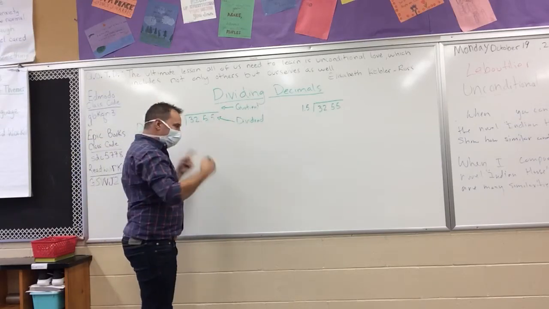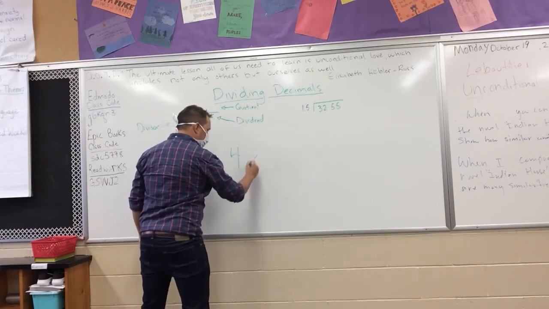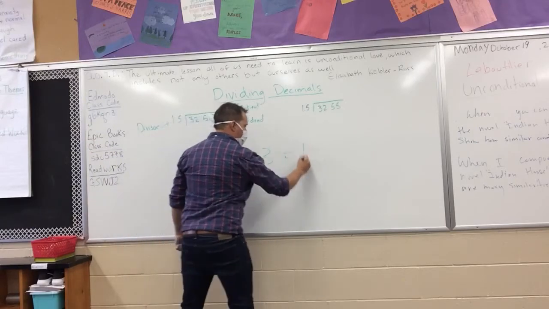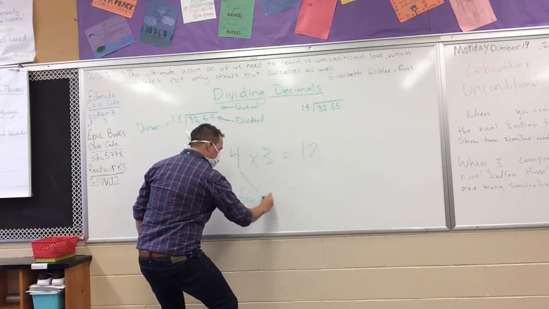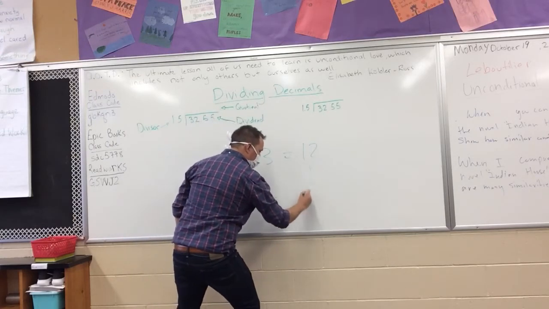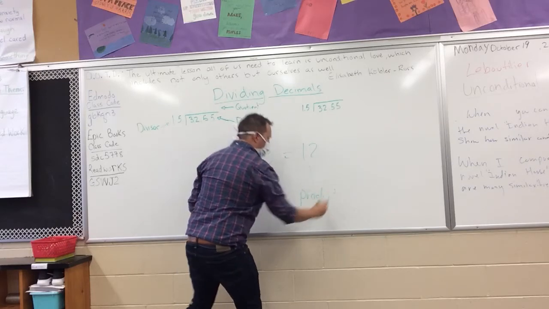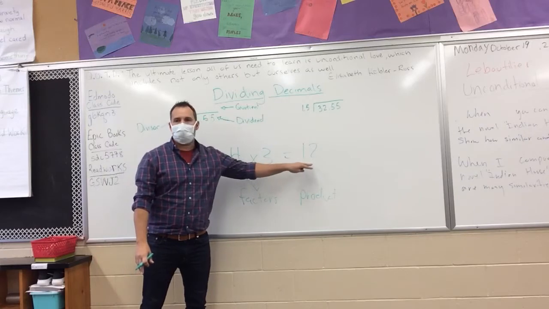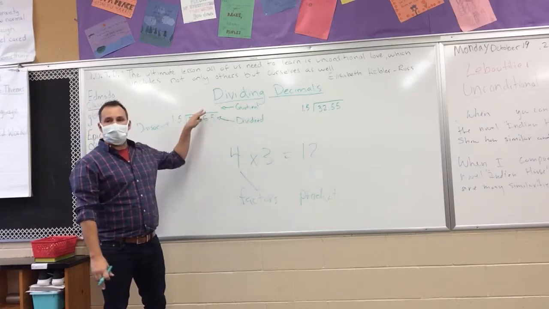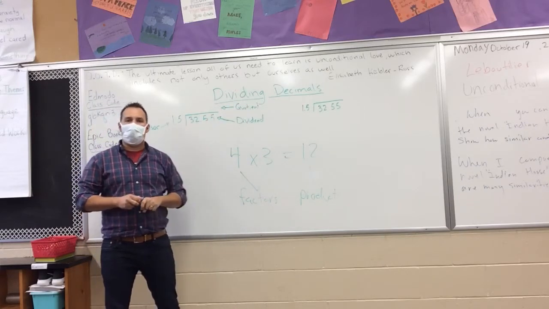You might have forgot this, but we also do things like this. These are called factors, and this is called a product. The answer of a multiplication question is called a product. The answer of a division question is called a quotient.